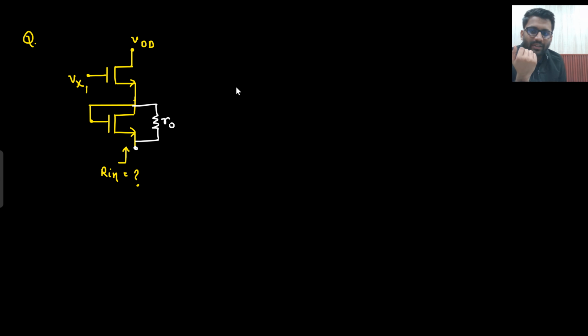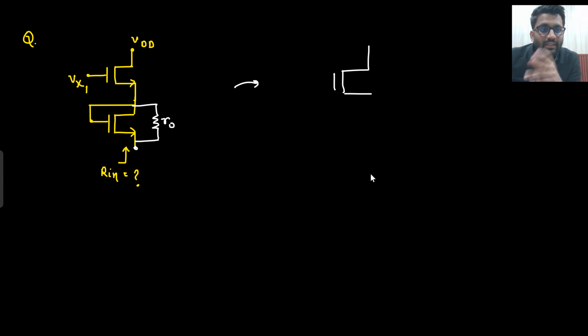Okay. So let's make the equivalent circuit first. VDD will be grounded, VX1 will be grounded. This will be mentioned in the examination that both are your DC bias. Or in the examination, it can be mentioned that VX1 is a small signal. Then also it will be grounded only.